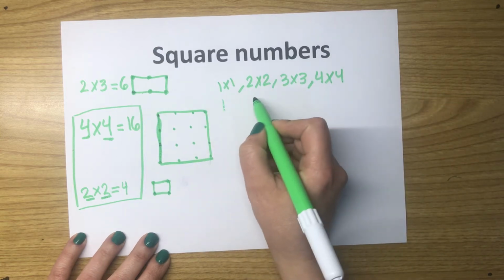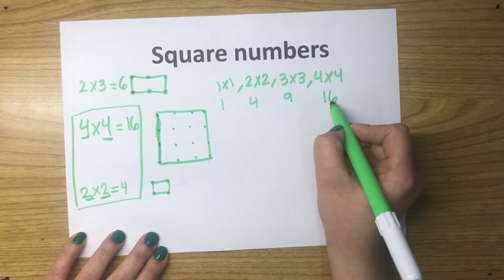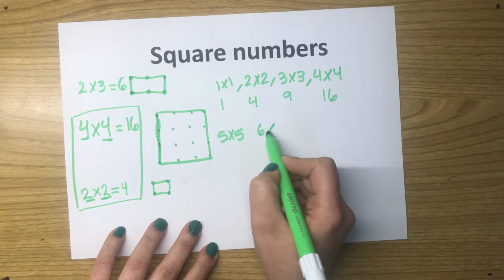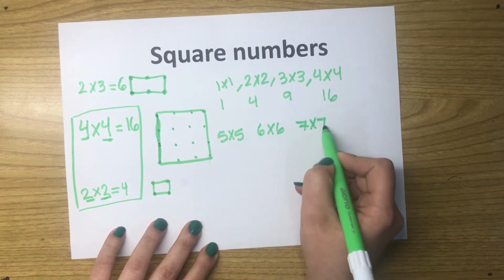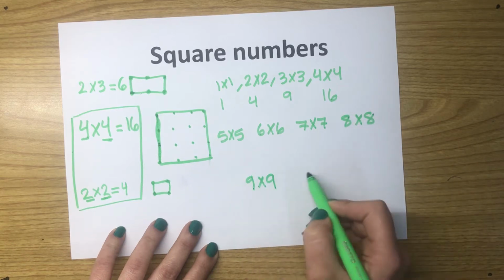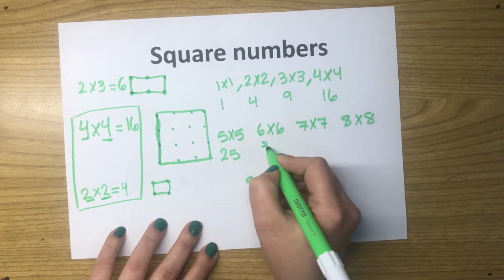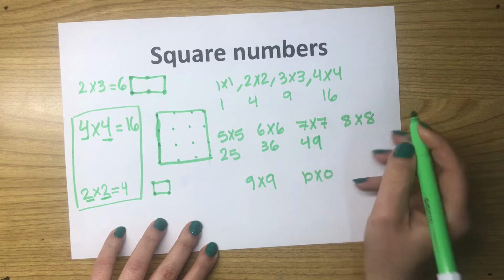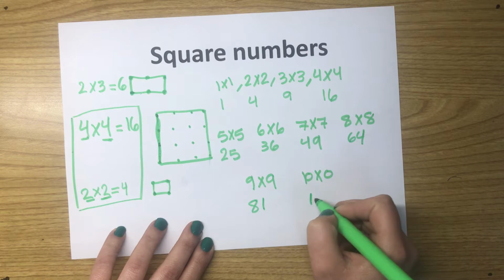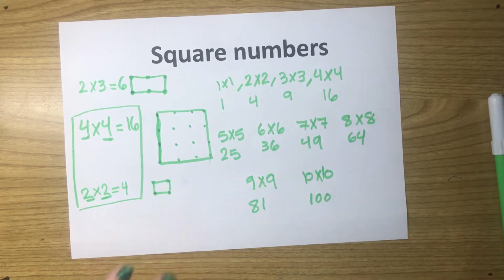So 1, 4, 9, 16, let's go on. 5 times 5, 6 times 6, 7 times 7, 8 times 8, 9 times 9, 10 times 10. That gives 25, 36, 49, 64, 81, 100.